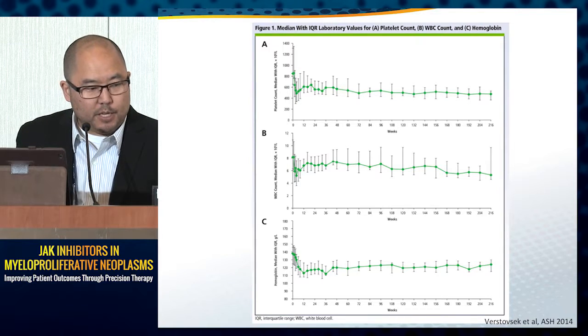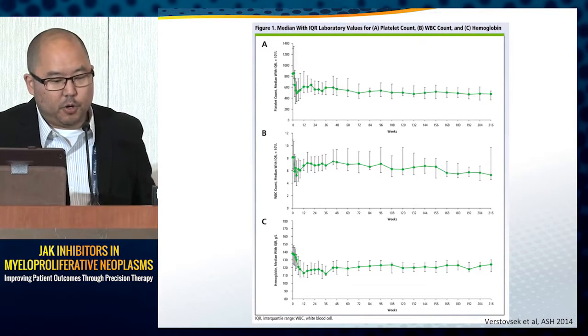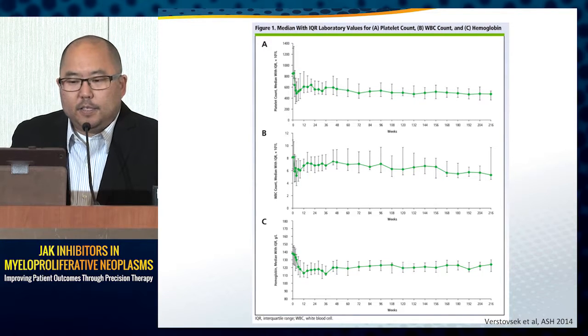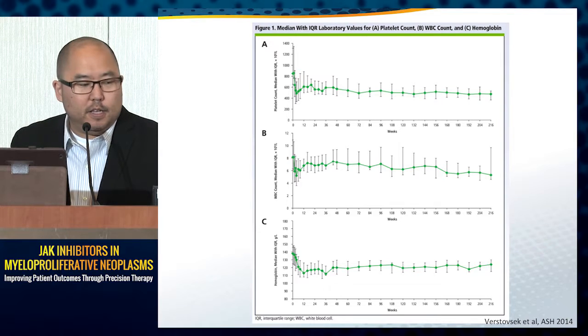At this presentation, the median exposure to ruxolitinib was about 4 years. This is a pretty long-term follow-up of this study. You probably can't see the numbers here, but these graphs show, on the top, the platelet count, in the middle the white blood cell count, and on the bottom the hemoglobin.